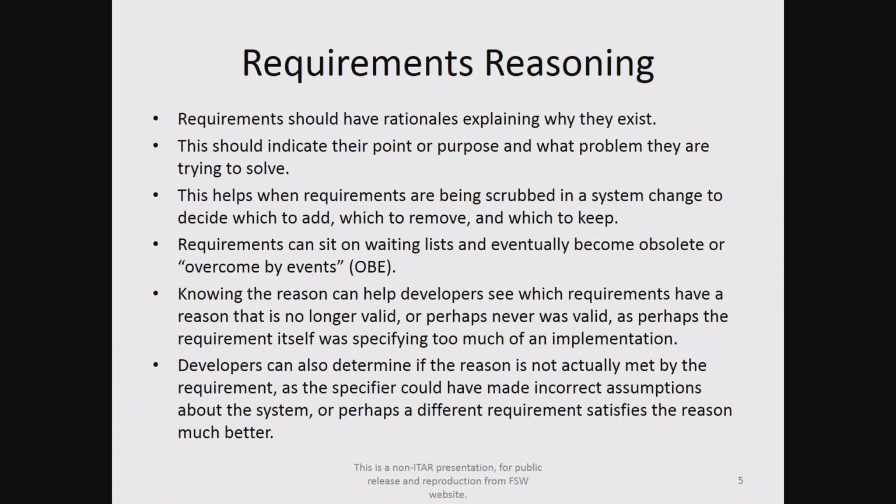There should also be a rationale for requirements: why does this requirement actually exist, and what problem are they trying to solve by having this requirement? A requirement can sit on a waiting list for a long time and eventually become obsolete or overcome by events before we ever get around to looking at whether it'll go into the system or not. When the developers can look at the rationale, they can help determine if the reason is actually being met by the requirement, or if the specifier has made incorrect assumptions about the system, or if perhaps a different requirement could satisfy that rationale even better.